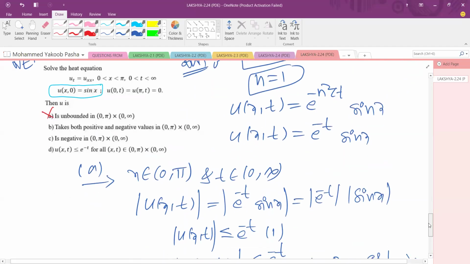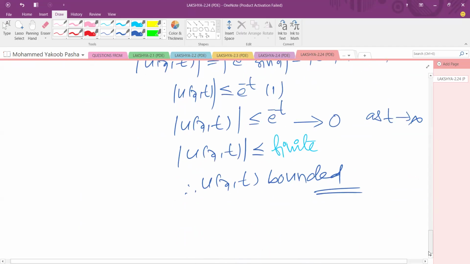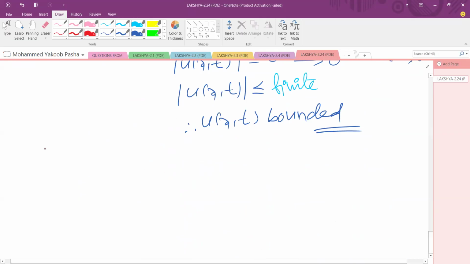Now we go for option B: takes both positive and negative values in the interval (0, pi) cross (0, infinity). Okay, Cartesian product of (0, pi) and (0, infinity). In this interval we can see the u of x, t value. First I am taking option B. I'm writing option B here.